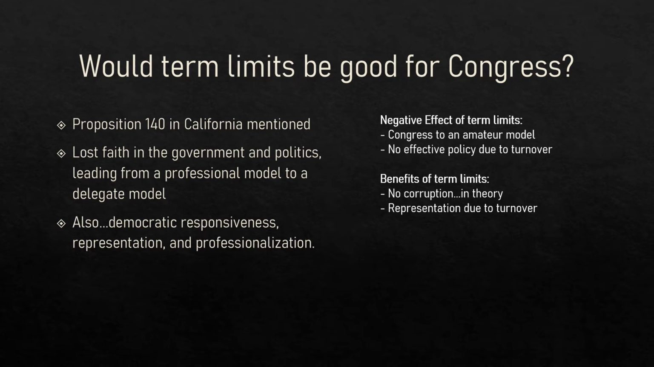You could just get a cycle of rich people going in and out of your Congress. So not only do you have amateurs, but you have exclusively rich people, and it's a revolving door. So, a lot of different takes on this, but there are both negative and beneficial effects for term limits.